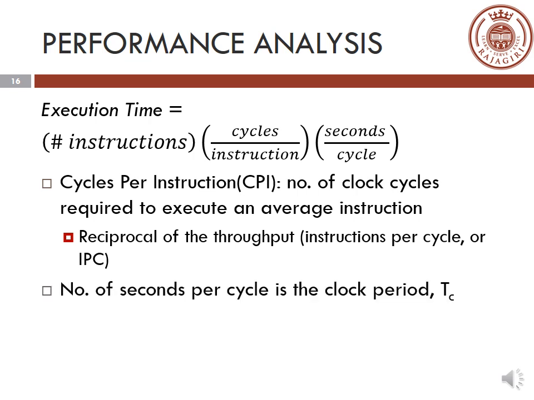The number of seconds per cycle is the clock period TC. When you calculate it, you get the execution time, which gives the performance analysis of the processor. It's a generic method, not dependent on MIPS. Any processor will have the same method of analyzing its performance.